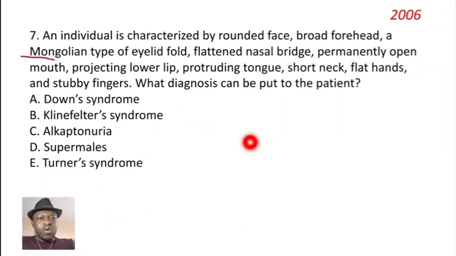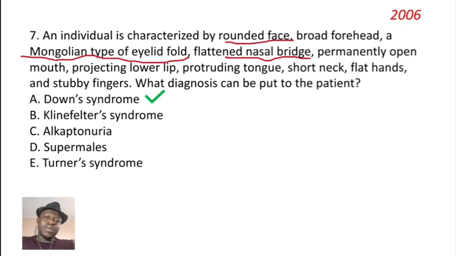Okay. An individual is characterized by round face, broad forehead, and Mongolian type of eyelid, right? So Mongolism is another name for Down syndrome. That's all you need to know. These are just other additional features to help you understand, right? So this one is Down syndrome, definitely, right? Mongolism, Down syndrome.